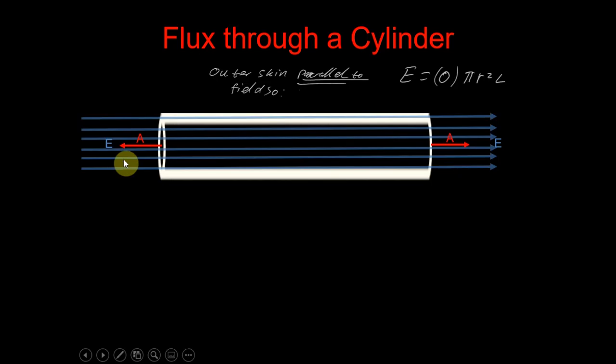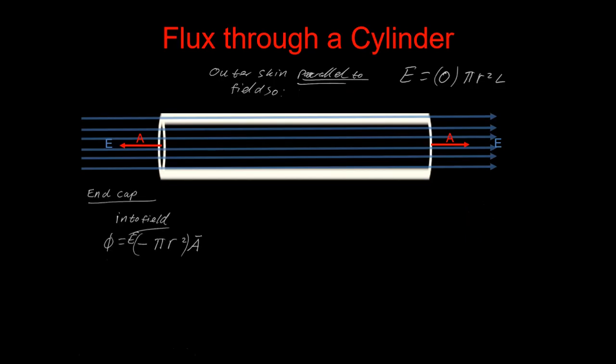Let's consider now the end caps, the circles at either end of the cylinder. Well, this end cap is going into the field. That means our area is going to be negative. So the area of a circle that's intercepting this particular electric field is pi r squared. Attaching our negative gives us E times negative pi r squared. This A is simply this unit vector A here. Hats are difficult to put on in PowerPoint.